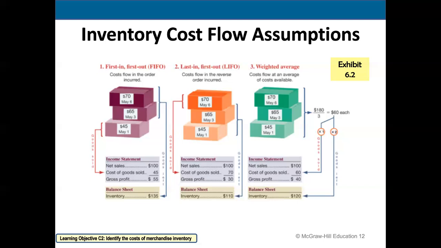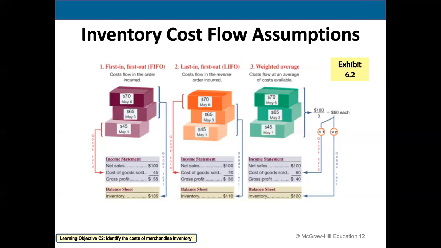So the three types I have on the screen here are first in, first out. When we do first in, first out assumptions, we assume that the first units we purchase into inventory are the oldest units, and when we make a sale, we're going to sell the oldest or first units purchased first. So we just assume the oldest units are always the ones we're selling. First in, first purchased by us, first out are the first ones sold.